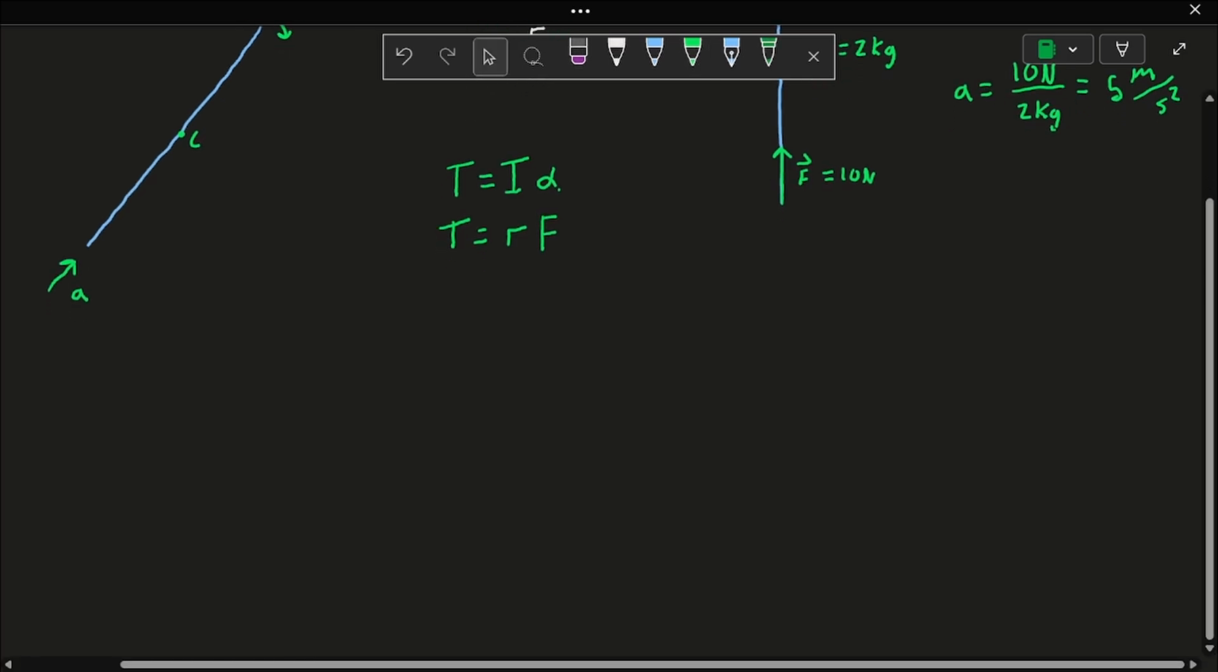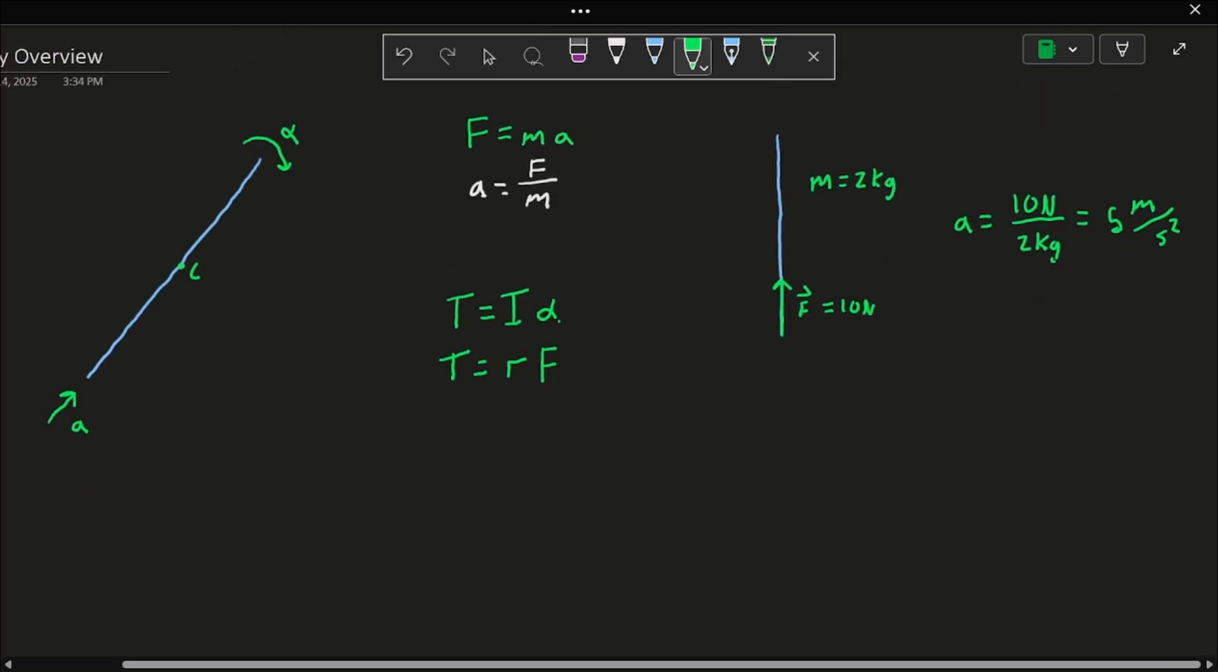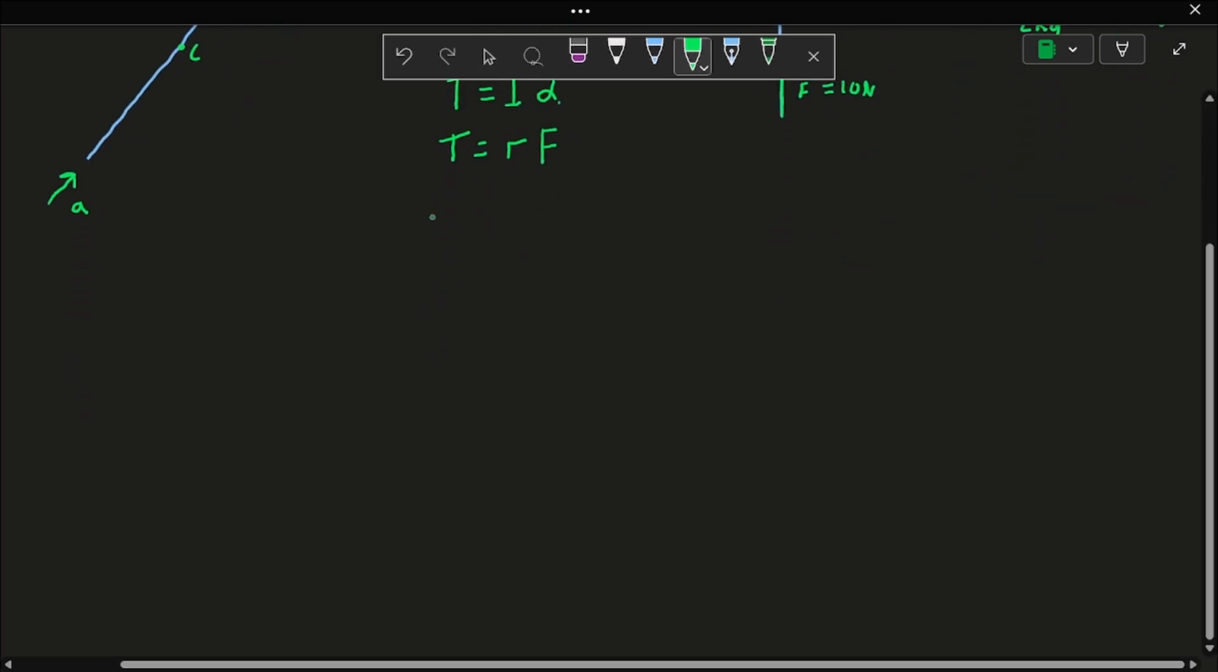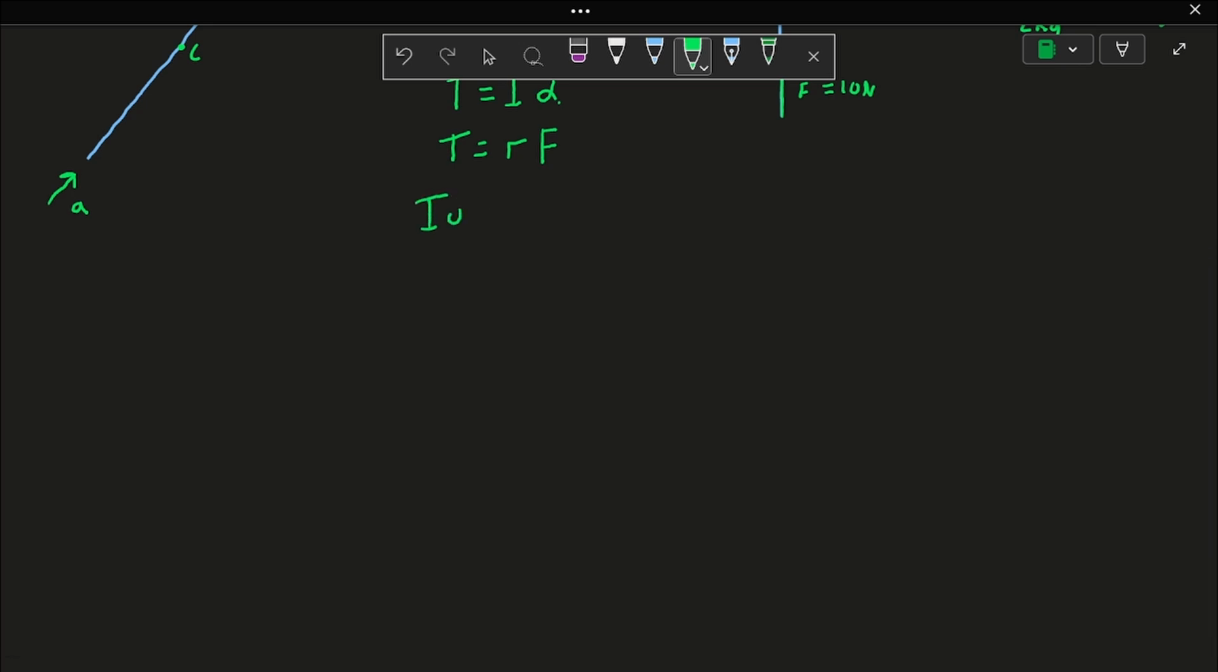Because these both equal torque, we can actually set them equal to each other, which is kind of cool. So we can say our moment of inertia multiplied by our angular acceleration equals R, our distance from the center of mass, multiplied by F, the magnitude of our force. Dividing both sides by our moment of inertia gets us that alpha equals RF divided by I. And there you go. Alpha is measured in radians per second squared, by the way. I should mention that.